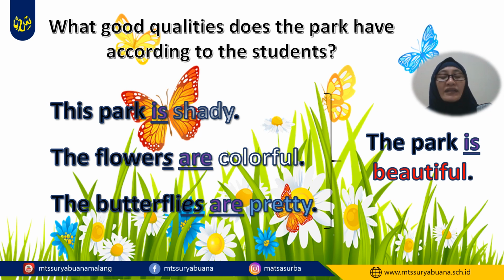Now what about the butterflies? There are more than one butterfly, yeah? Because here, butterflies, it means that it's also plural. Because it's plural, then we can use are. So, the butterflies are pretty. Pretty is the quality of the butterflies. And we can conclude that the quality of the park is beautiful. So the park is beautiful. Again, we use is here because there is only one park.